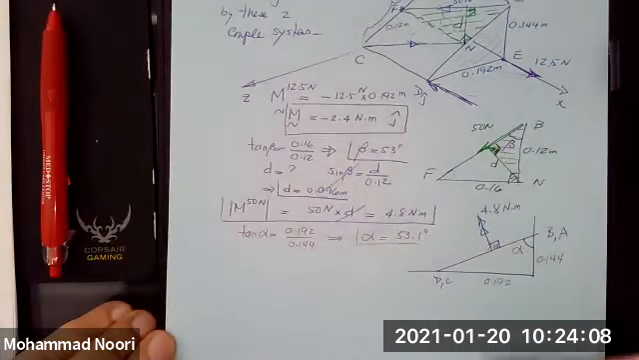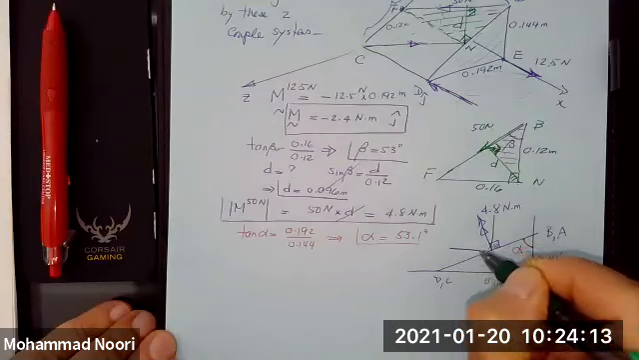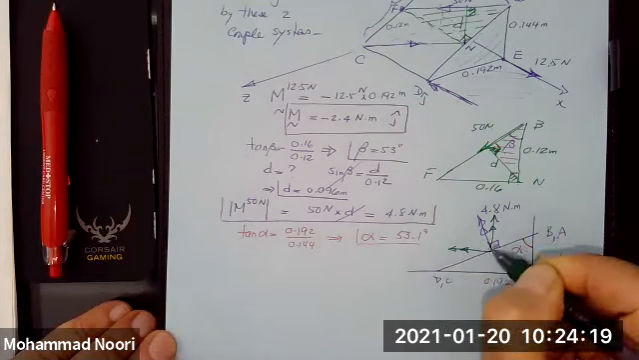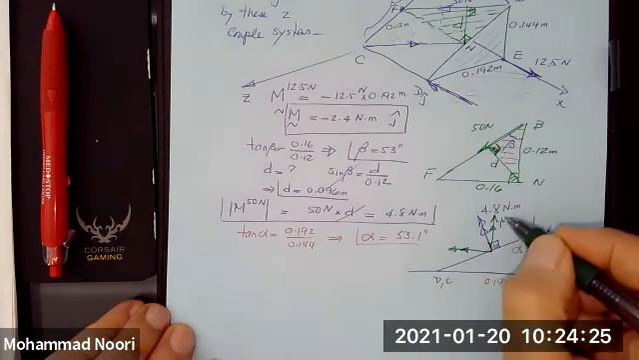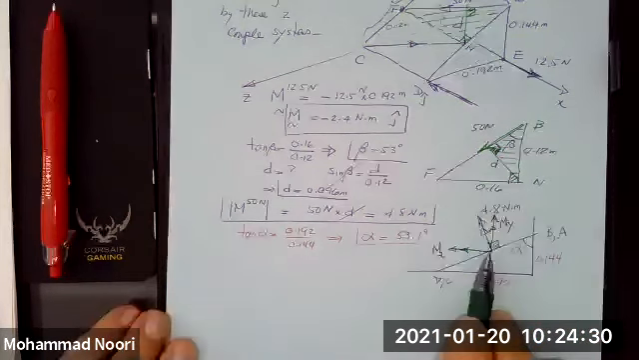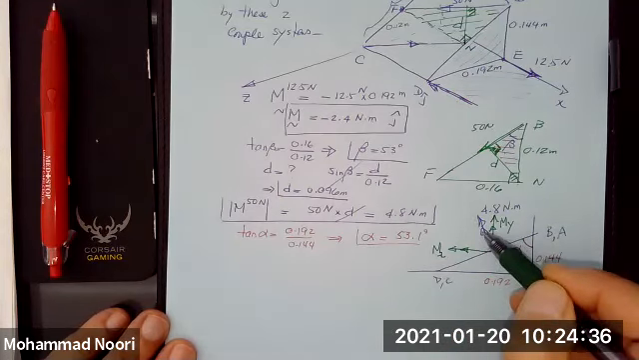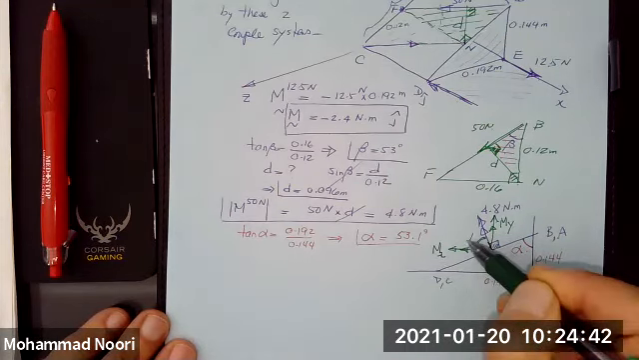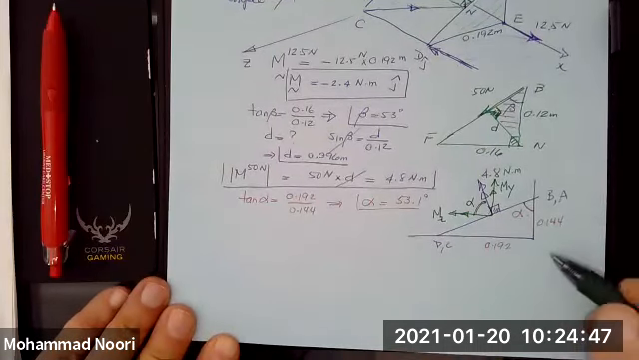Because if you look at the two components of this moment, this is m along y direction. This is m along z direction. That's what we want. This would be the projection of this along y. This would be projection of this along z. But what is this angle? This angle would be also alpha. Why? Just a little bit of geometry.